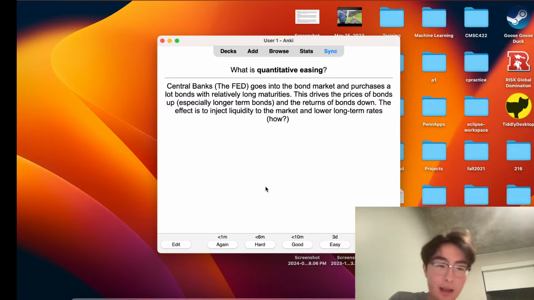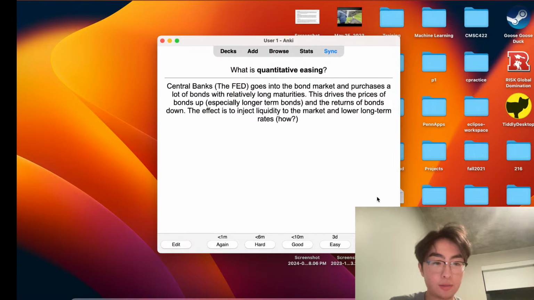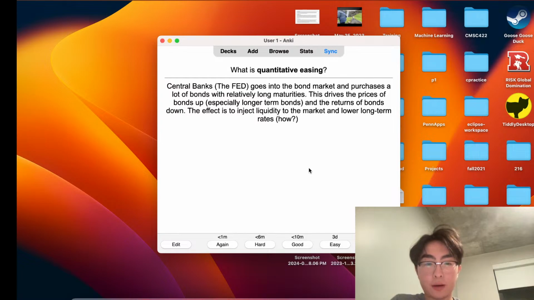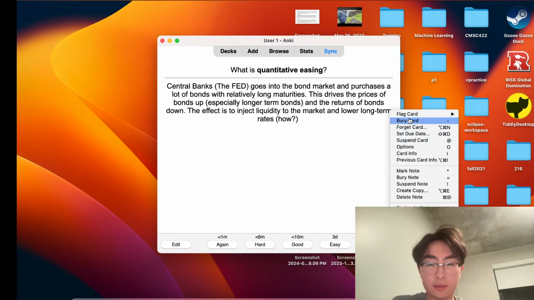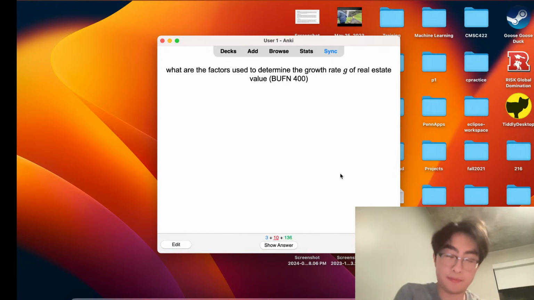Let's see. Central banks, the Fed, go into the market and purchase a lot of bonds with relatively long maturities. This drives the prices of bonds up, especially long-term bonds, and the returns of bonds down. The effect is lower long-term rates. How does it do that? Good question. I don't know.